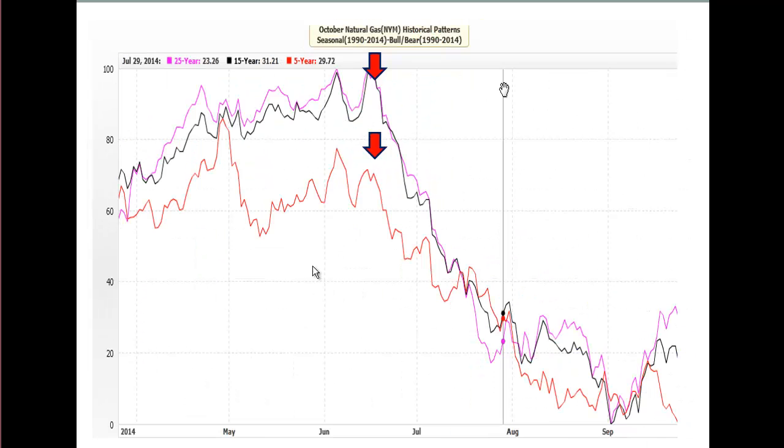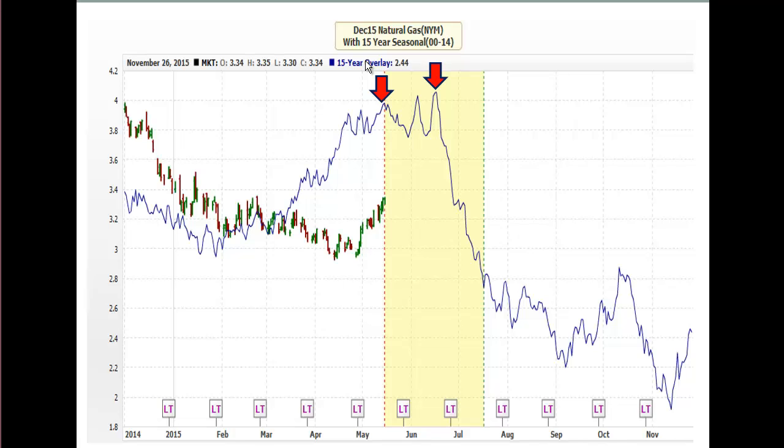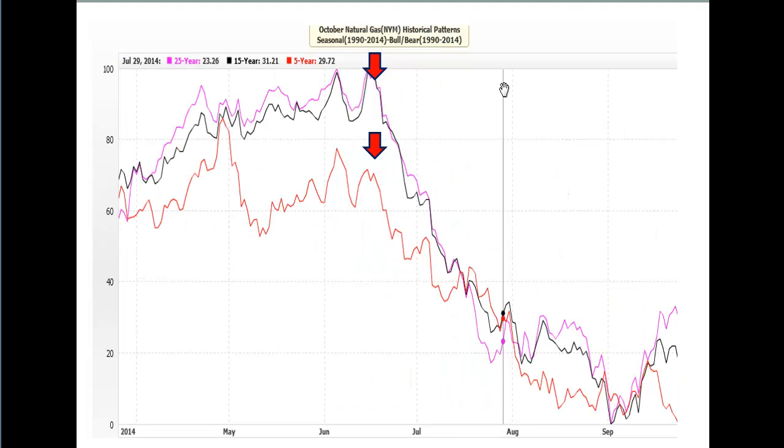Now here's another chart here that zooms in a little bit more. So this is also December natural gas. And you can see here that in May it starts to pull back on a seasonal continuation basis. And then June, July, it has a really big seasonal move towards the downside. So that's what it looks like there for the December contract. I'll show you the October contract next.